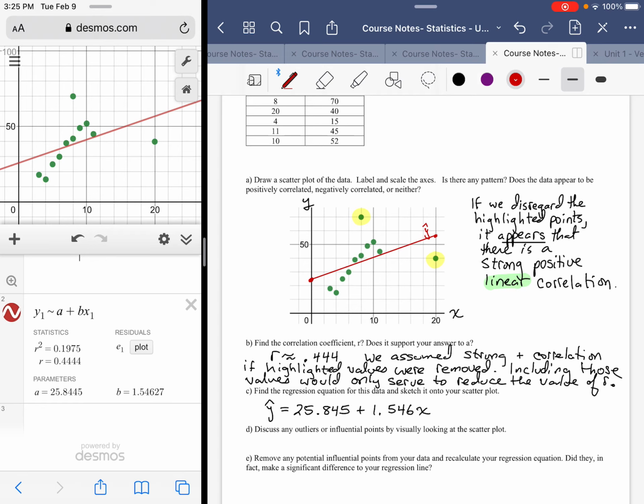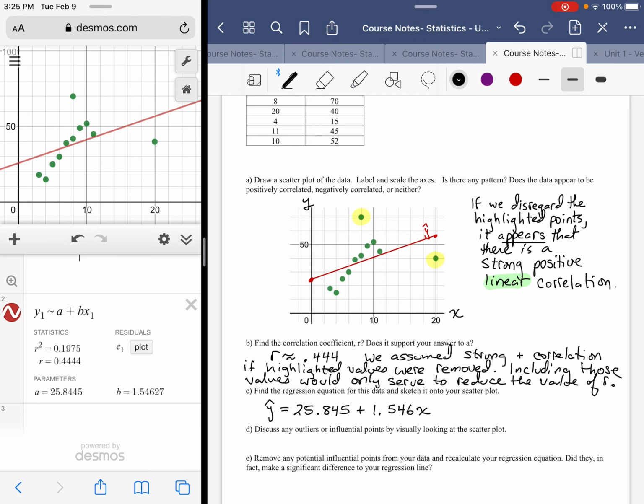Discuss any outliers or influential points by visually looking at the graph or at the scatter plot. Well, what we're really saying here is that there are some points that are striking deviations from the overall trend of the data. Not necessarily the trend line, but the trend of the data. What are they? Well, the points that we disregarded, those seem to be the ones, because if they weren't there, we'd be in pretty good shape.